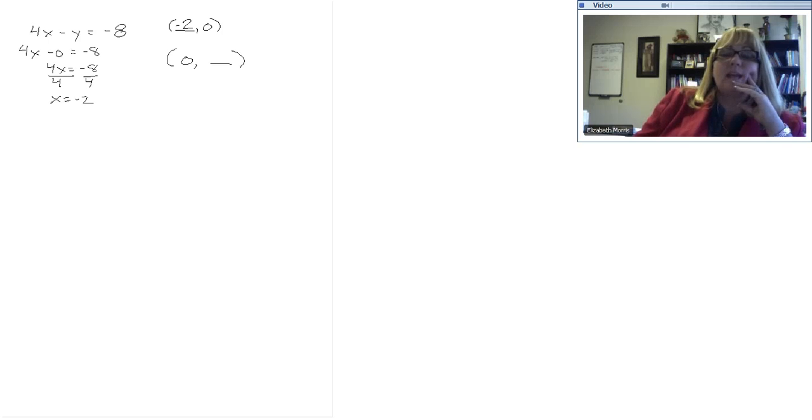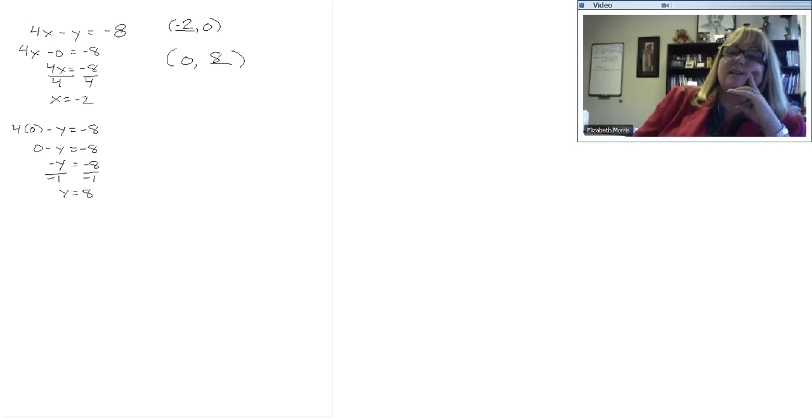Now if I make x 0, I have 4 times 0 minus y equals negative 8. So 0 minus y equals negative 8. So I'm stuck with negative y equals negative 8, and you can't have that negative, so you divide out the negative 1, and you get y is 8. So when x is 0, y is 8. Now I have my 2 points, x and y, x and y, first one, second one.